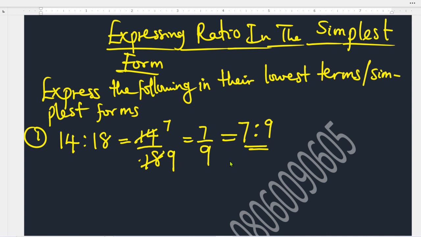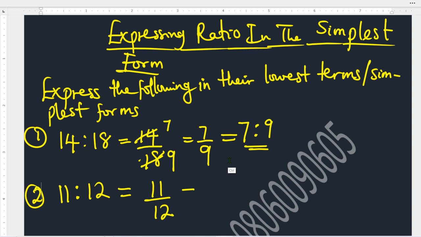All right, so let's move on to the next one. What if you're to express ratio 11:12 in the simplest form? The first thing you need to do is to write it as a fraction. That's 11/12. Now look at the two numbers. What is the common factor of 11 and 12? Nothing can divide 11/12. So right now, it is in the lowest term.